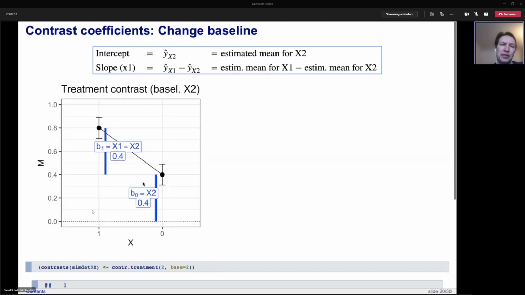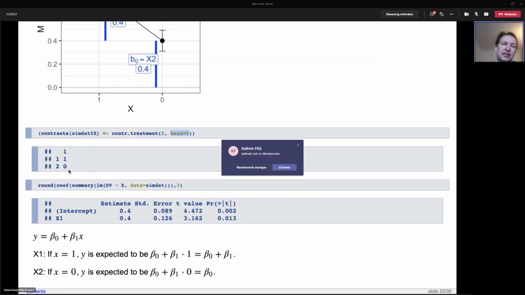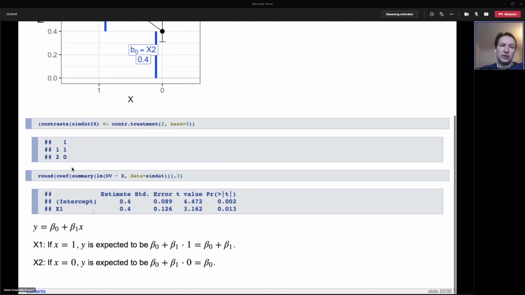So how can we implement that in R? We can again use this contrast function, and there's an argument called base. We can say which is the base, what is the baseline level, and we just specify base equals 2. That tells R that now the condition 2 has a coding of 0. That's the baseline level. And x1 is coded as 1. So now this is again the treatment contrast, but now the second condition is coded as 0.